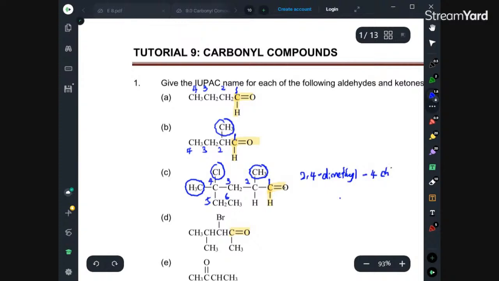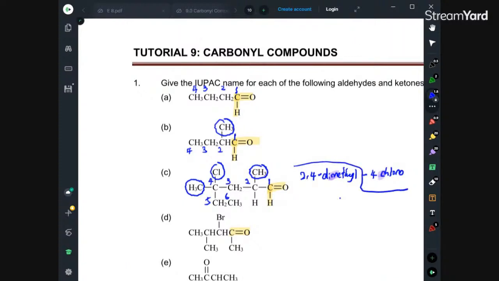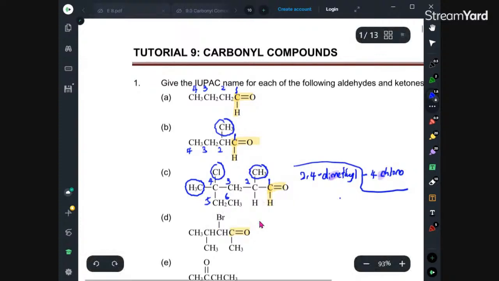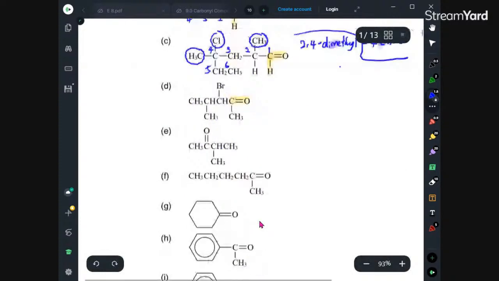But please be careful, don't be so happy. You have to check the alphabetical order first. This one is from C, this one is for M. Meaning C starts first. So the name is supposed to become 4-chloro-2,4-dimethyl hexanal. Check for the alphabetical order.